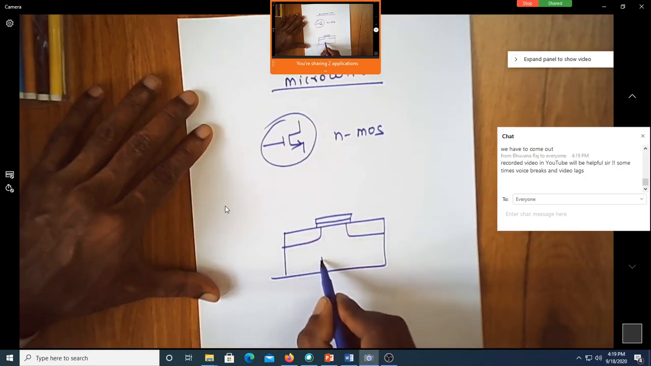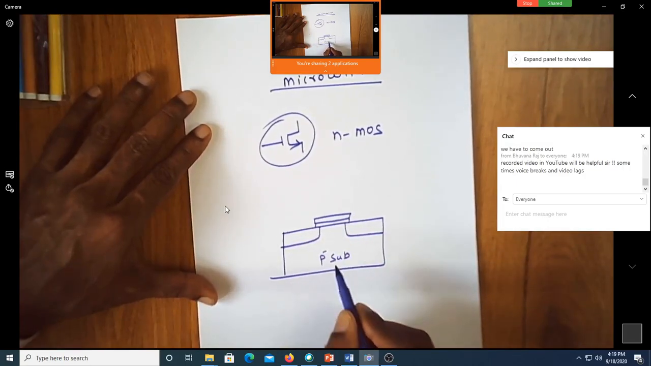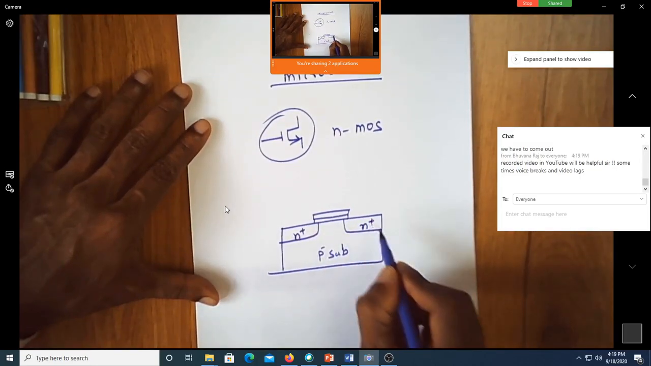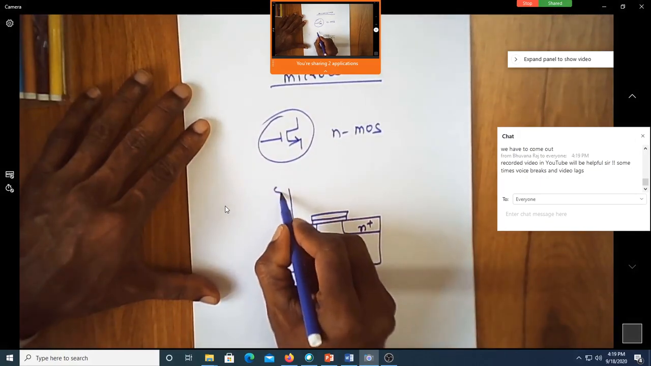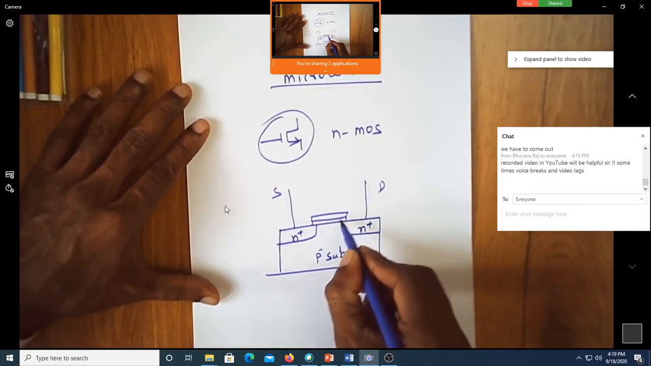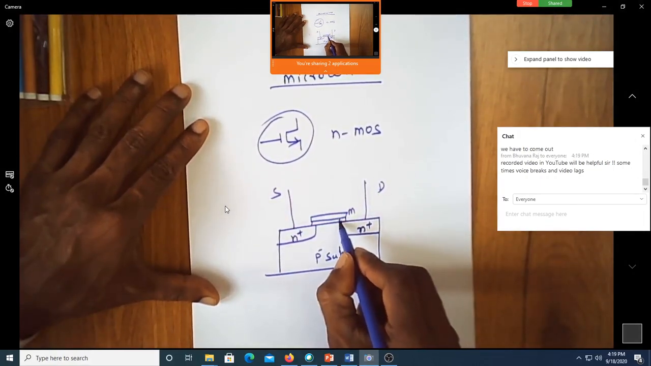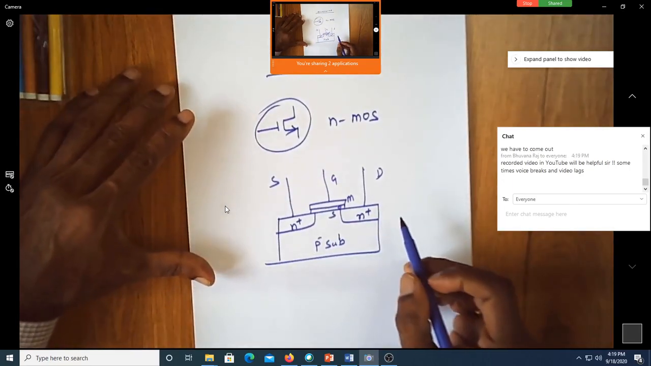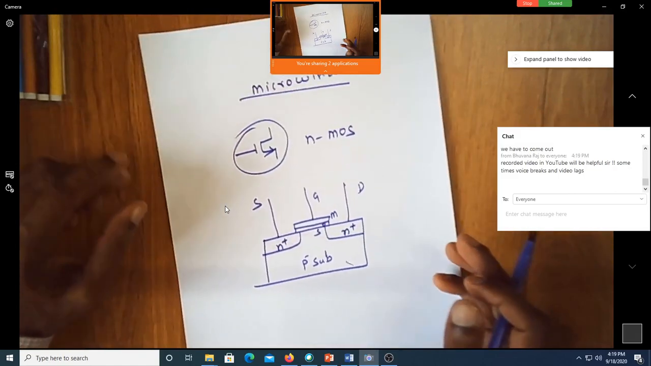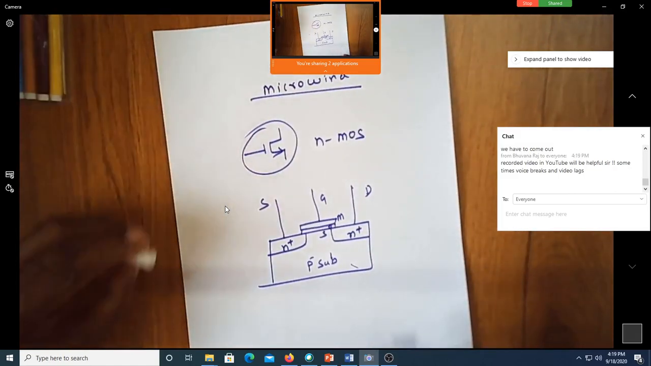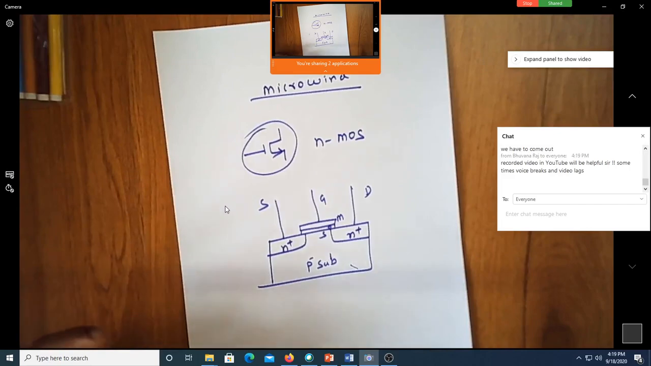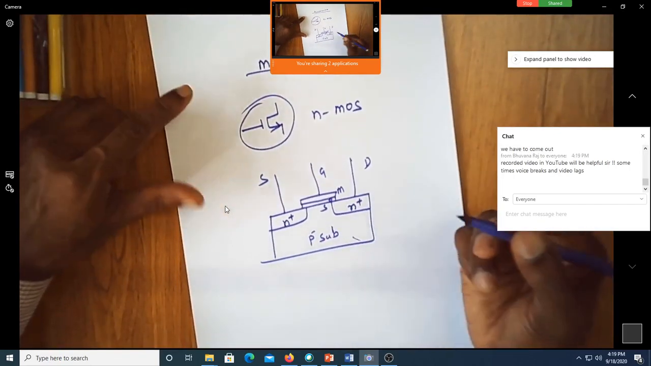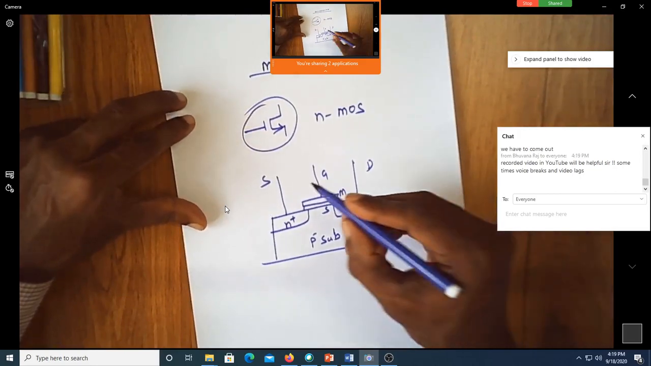If it is a P minus substrate, you will have n plus as the source and drain. This can be source, this can be drain. You have this as MOS, this is the gate structure. Depending on what you want to construct, whether an amplifier or a digital circuit, we are going to use it. So this is how the cross-section view looks.